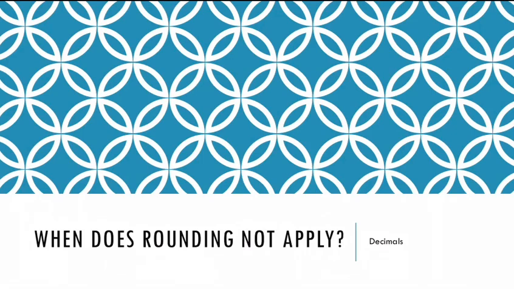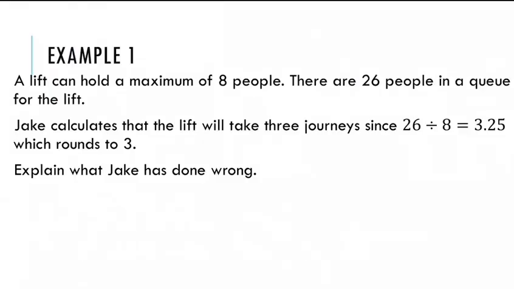Okay, so as a little extension, I want to look at when rounding does not apply. Sometimes in real life, we can't round as we would like to. So let's read through this example. A lift can hold a maximum of 8 people. There are 26 people in a queue for the lift. Jake calculates that the lift will take 3 journeys since 26 divided by 8 equals 3.25, which rounds to 3. Explain what Jake has done wrong.